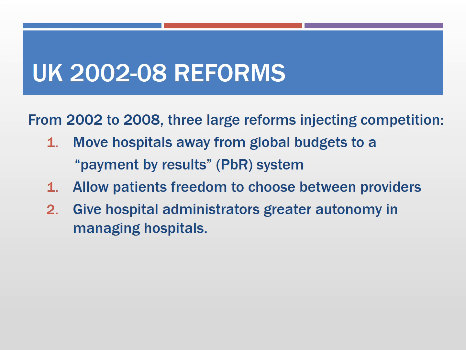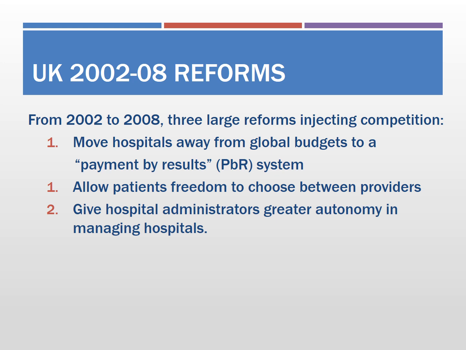The initial experimentation with competition within the NHS ended in 1997, as the Labour Party came into power. From 2002 to 2008, three large reforms were rolled out that expanded competition much more ambitiously than the initial experiments of internal markets. The three initiatives of the English second wave of market-based reforms include, number one, moving hospitals away from global budgets to a payment by results system, which we call the PBR system.